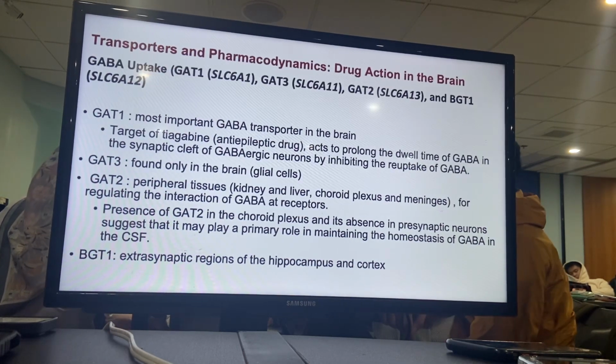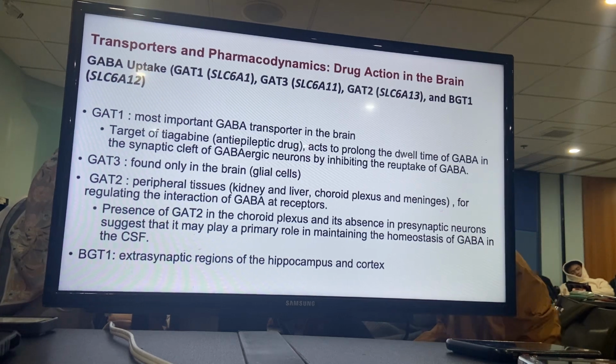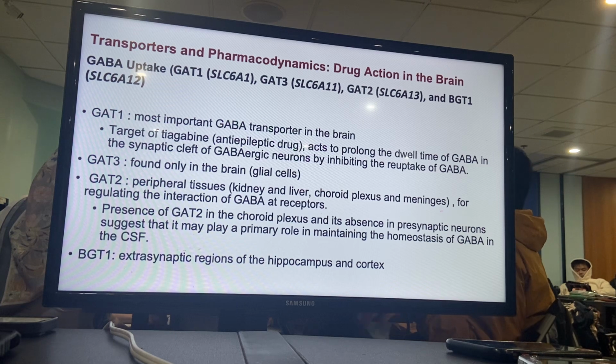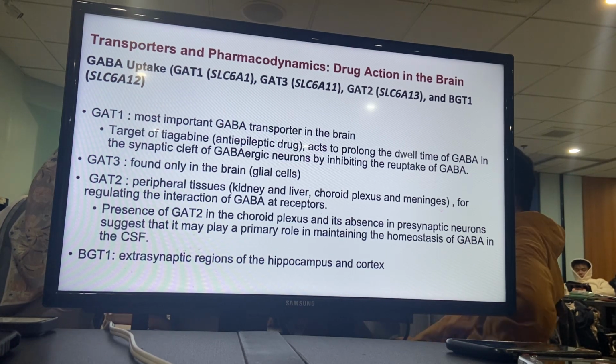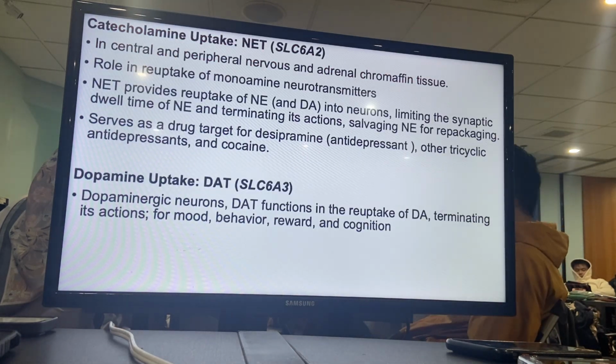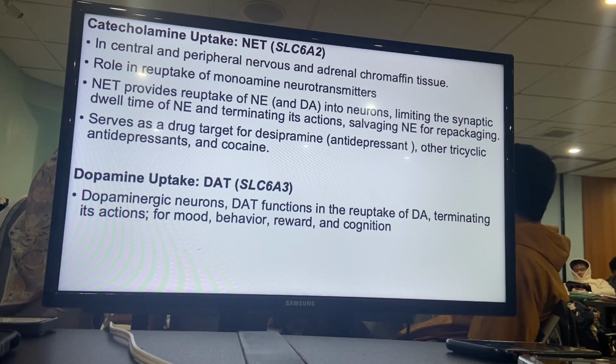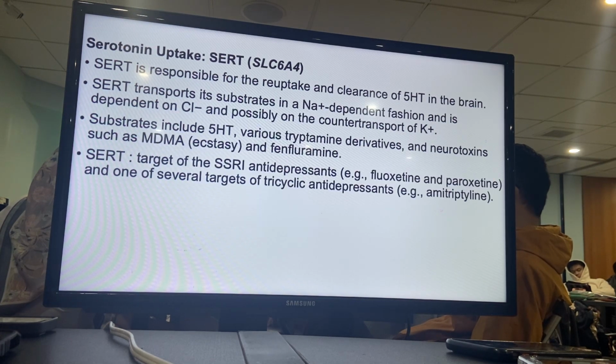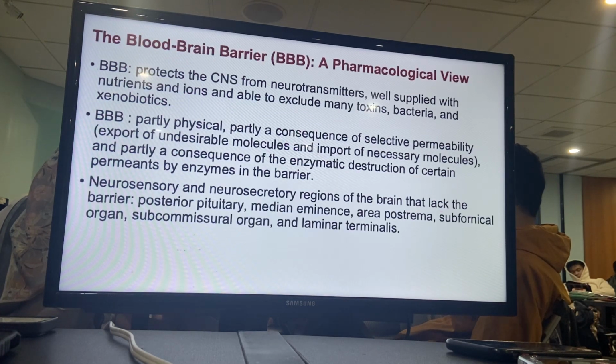Now, in the brain, what is the most important transporter? It's for gamma-aminobutyric acid, GAT1. It's the most important, but you also have GAT3, GAT2, and even BGT1. For catecholamines, what are your catecholamines? Epinephrine, norepinephrine. You have NET, the norepinephrine transporter, SLC6A2. You have your dopamine transporter, SLC6A3. Serotonin, I mentioned to you, SLC6A4. Very important for SSRI drugs.